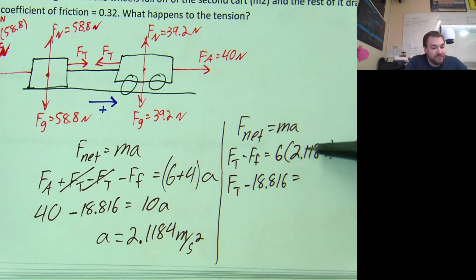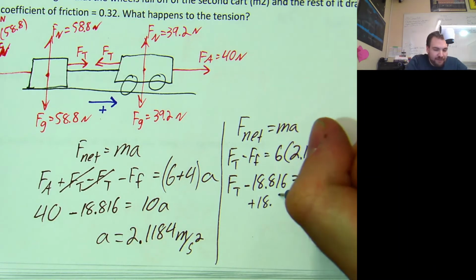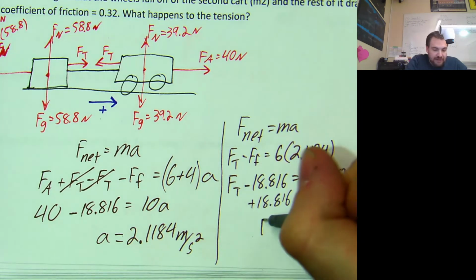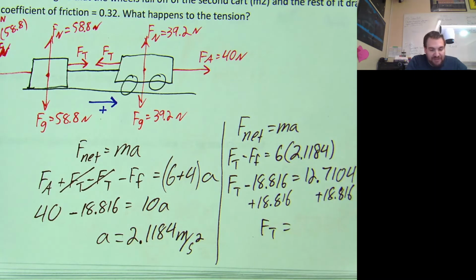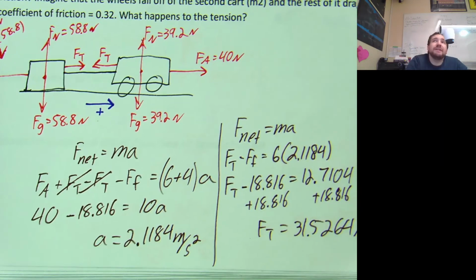No, I just want the 6 times 2.1184. 12.7104. And I'm going to add 18.816 to both sides. So I'm going to get Ft, yes, Luis, you're right, 30 point something, 30.5264 newtons.